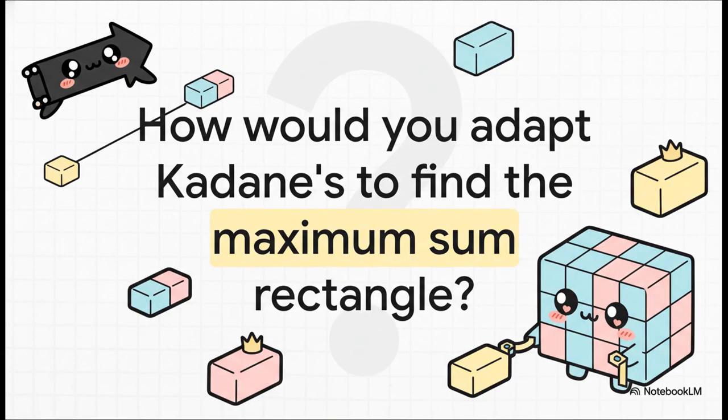So, we've totally nailed this problem in one dimension, right? A straight line of numbers. But let's not forget where this whole journey began. Ulf Grenander's original challenge wasn't a line. It was a 2D grid. The goal was to find the rectangle with the biggest sum. So, how would you do that? How could you take Kadane's brilliant one-pass idea and make it work in 2 dimensions? Now that is a fun puzzle to chew on.